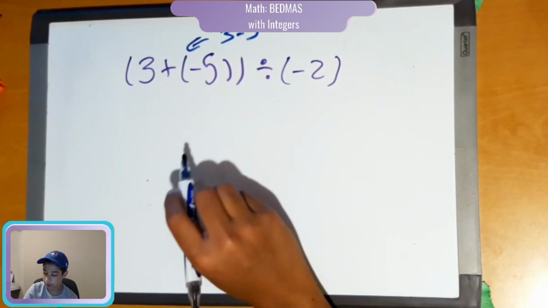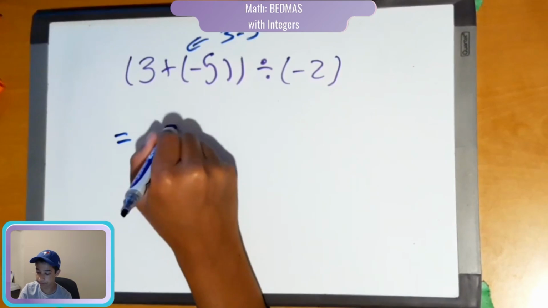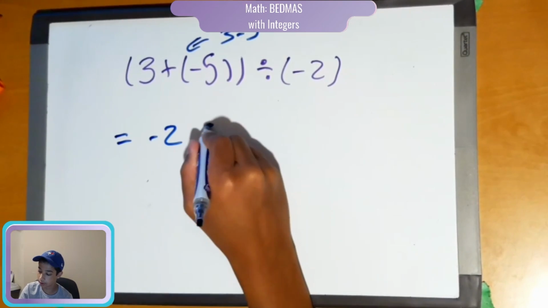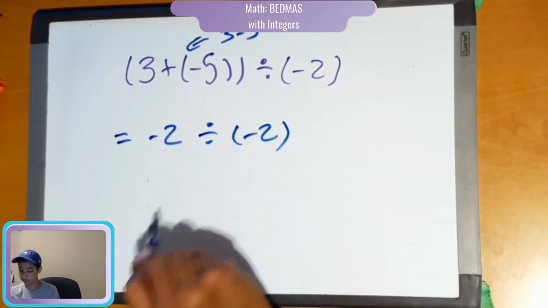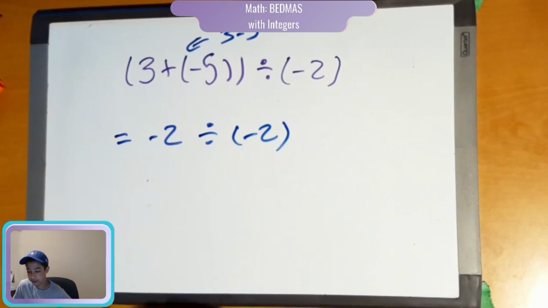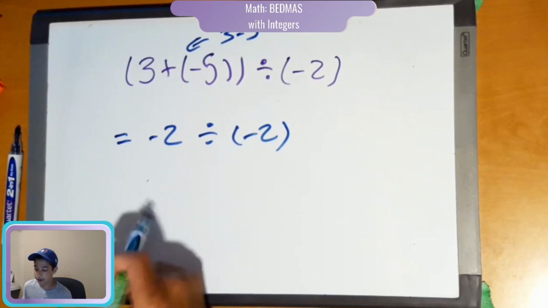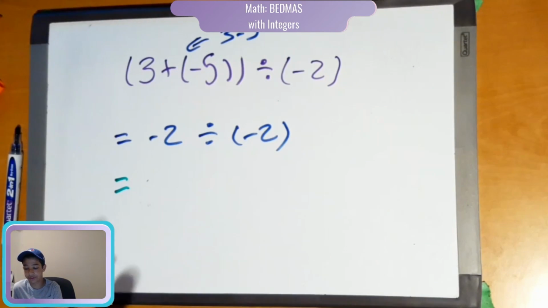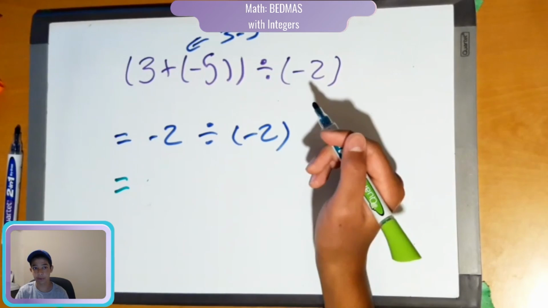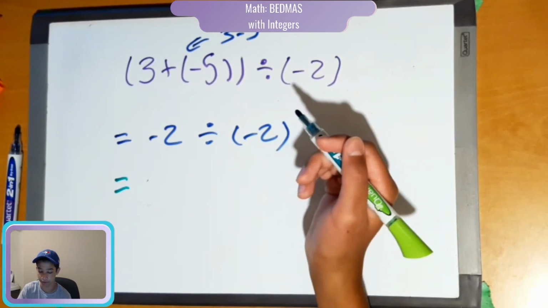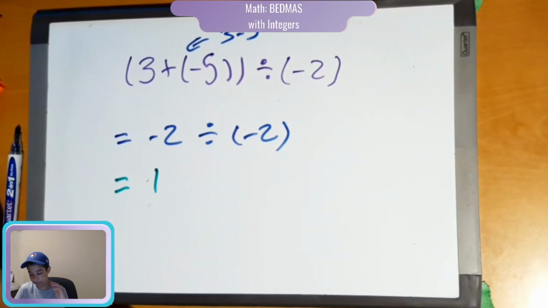So, negative 2 divided by negative 2. Yeah, that's right. This is going to give us a different answer, as I'll show you afterwards. But negative 2 divided by negative 2, we know it's 1. It's positive 1 because they're both negative. Okay, that one was pretty easy.